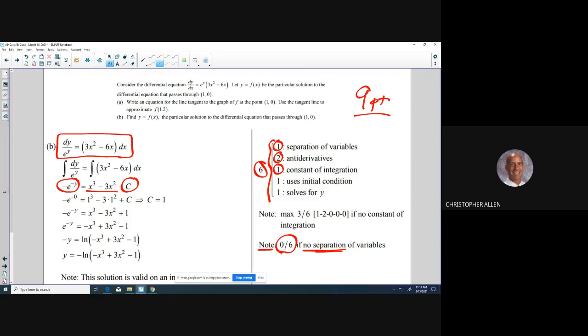Now I want to ask you a question, and you don't have to answer it. This is just a question for you to think about here. Were those really 4 hard points? I would say those are pretty simple. Now you might say, Mr. Allen, I screwed up on the negative e to the negative y. That's okay. But did you get the x to the third minus 3x squared and the plus c? Did you separate the variable? You got 3. That's really good.